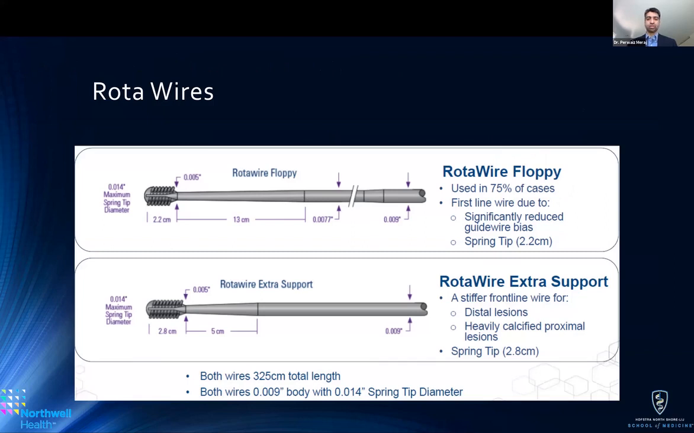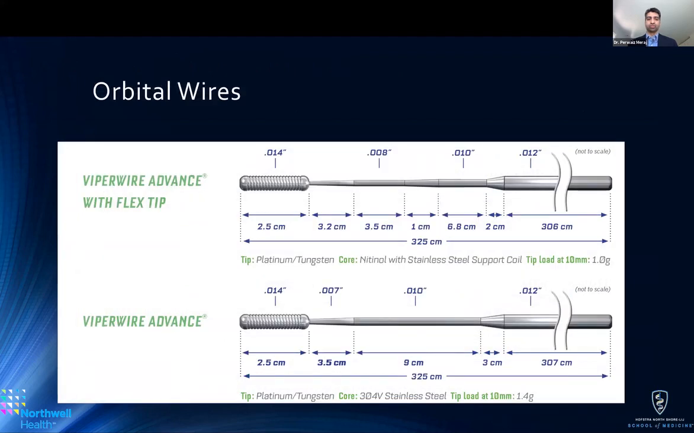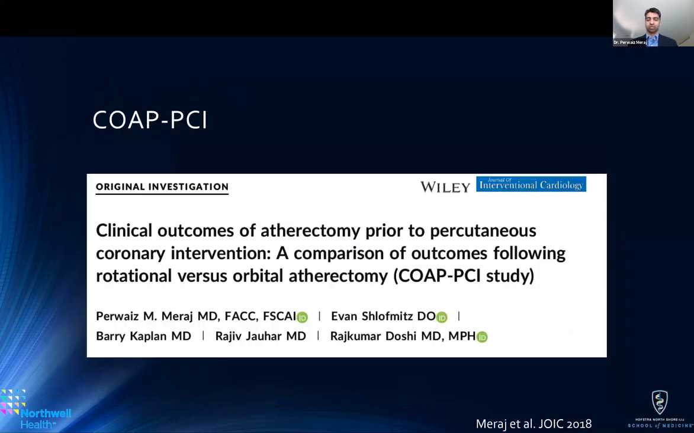The rotowires include a RotaWire Floppy and a RotaWire Extra Support. Just to review the wires, as we all know, the orbital wire is very similar. They now have a floppier wire, which is called the Flex Tip Advance, and they have the regular Advance wire, which is the original stiff wire. Obviously, in more tortuous vessels, the stiffer the wire, the less benefit you'll have.